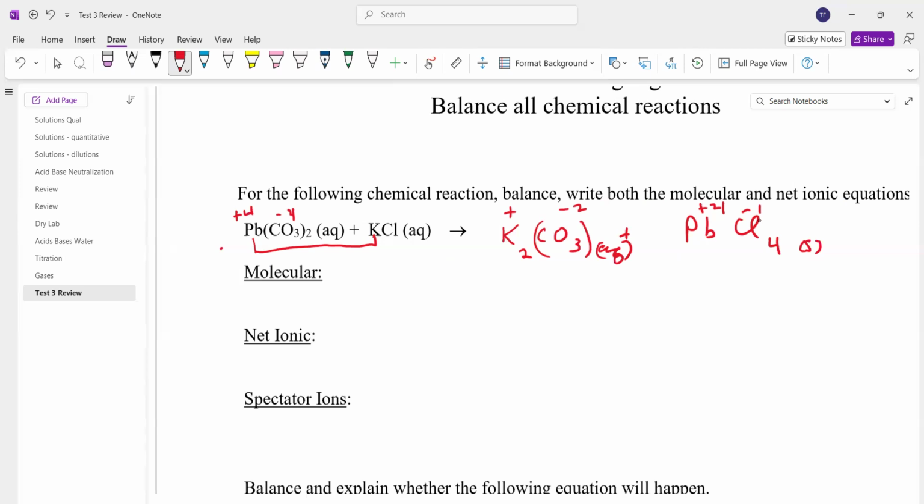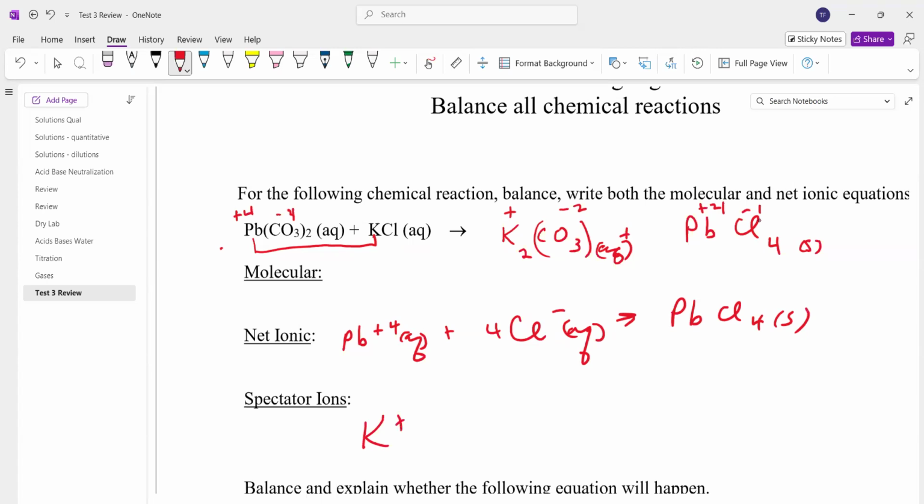The net ionic equation. Net ionic means, did something happen? Yes, we formed a solid. So we're going to take, so we have lead +4 aqueous plus 4 chloride aqueous gives us lead chloride. And it's going to be plumbic chloride or lead(IV) chloride. Spectator ions: potassium, carbonate.